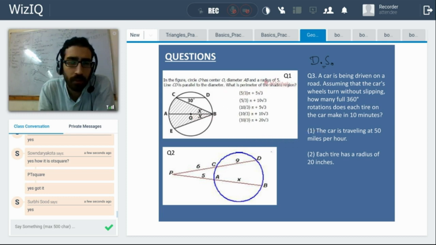Question 1 also needs a little bit of trigonometry. So if you are able to solve it, good. Don't fret. If you're not able to solve it, we are yet to cover trigonometry in detail, so don't worry if you are not able to solve it. Just give it a go, and we'll discuss it.